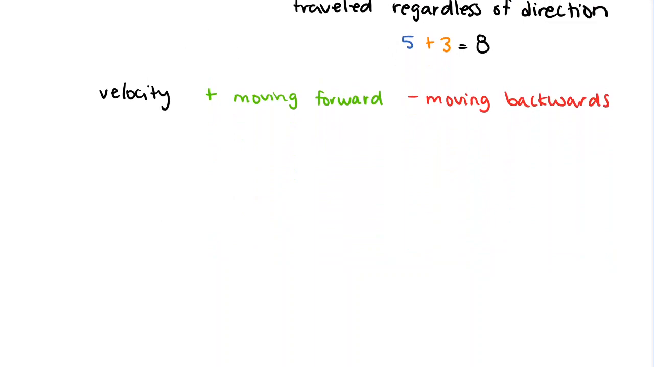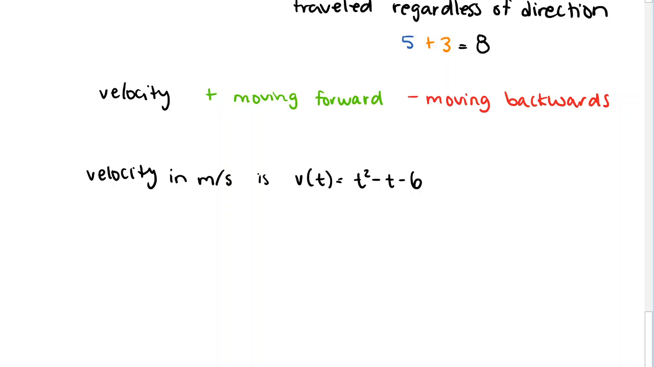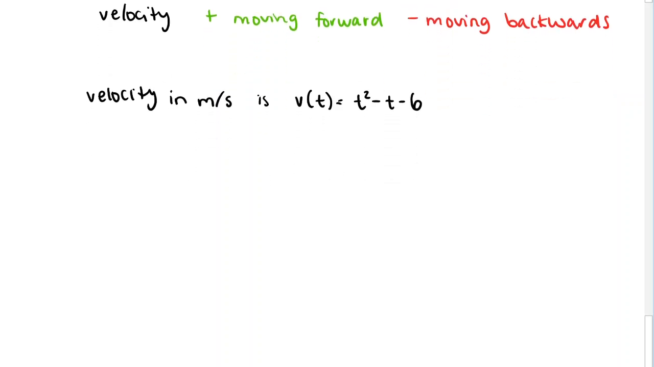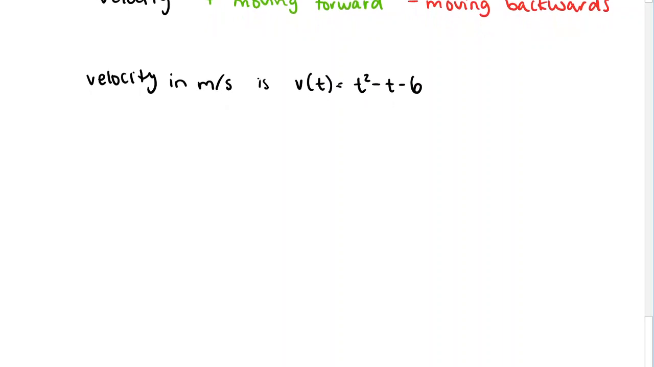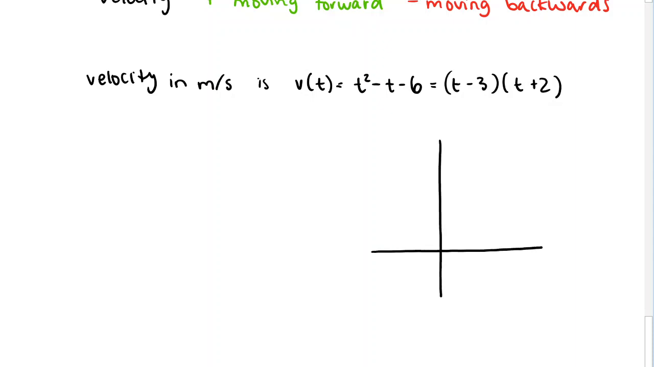And so let's do an even more explicit example. Let's say we have a particle that's moving along a line, and its velocity in meters per second is given by v of t is equal to t squared minus t minus 6. And so maybe just to really paint the picture, let's graph this function, and we can graph it by recognizing that this factors as t minus 3 times t plus 2. And so it's a parabola. There's a parabola here with a 0 at t equals negative 2 and a 0 at t equals positive 3. And it's opening upwards.